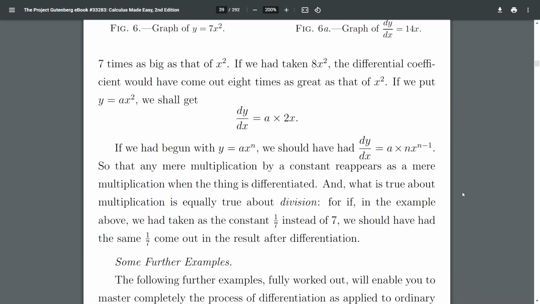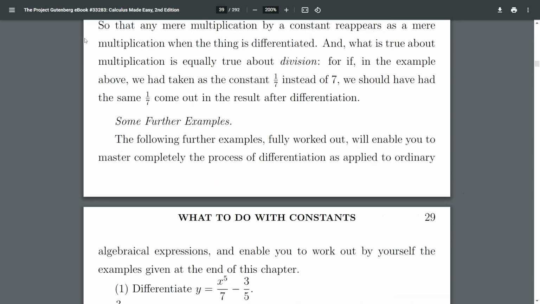If we had begun with y is equal to a x to the power n, we should have had dy by dx is equal to a times n x to the power n minus 1, so that any mere multiplication by a constant reappears as a mere multiplication when the thing is differentiated. And what is true about multiplication is equally true about division. For if in the example above we had taken as the constant 1 over 7 instead of 7, we should have had the same 1 over 7 come out in the result after differentiation.